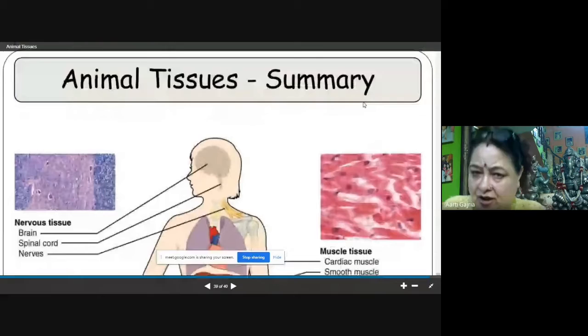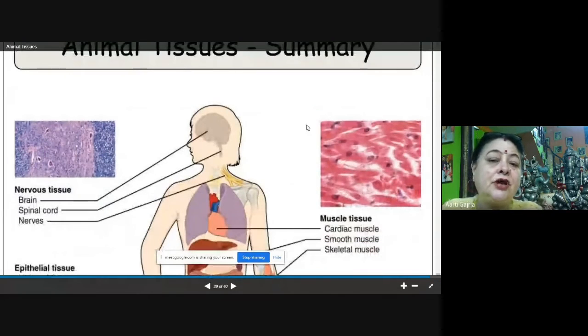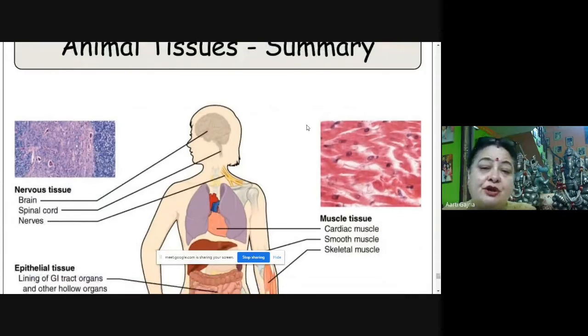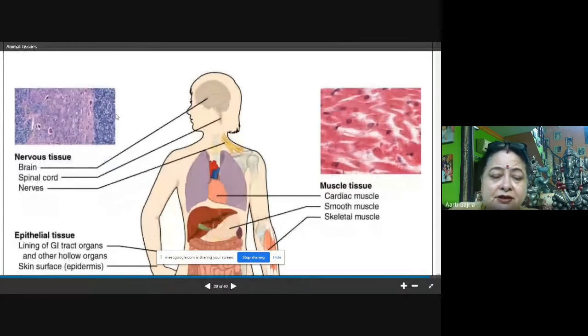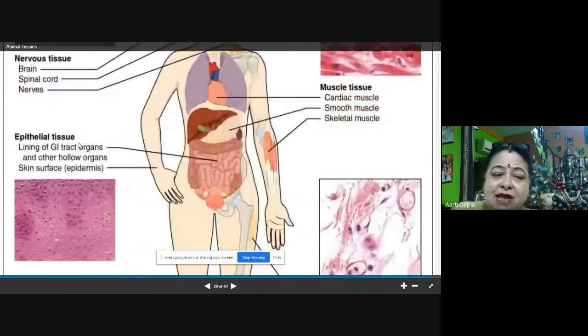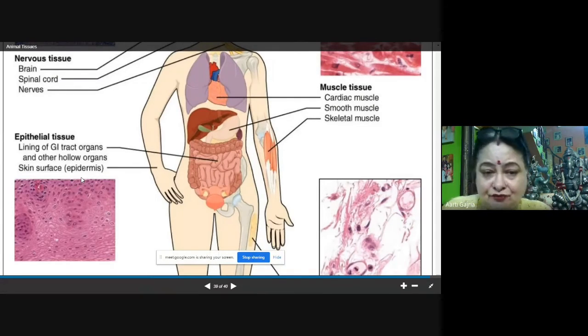So the nervous system, the nervous tissue, is made up of nerve cells, and these nerve cells are the structure we have discussed. And let's see the summary part. The four tissues we have discussed of animal. First is epithelial tissue. Epithelial is all over the skin. Then all organs are covered. This all is epithelial, and we have discussed different types of epithelial.